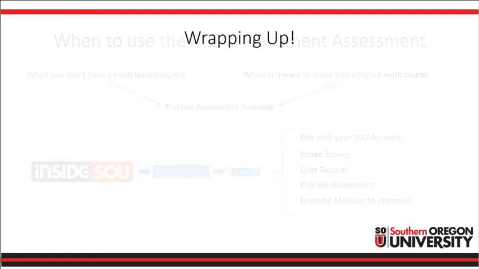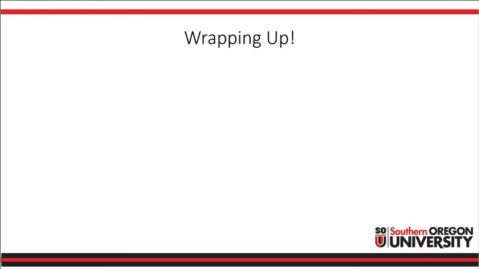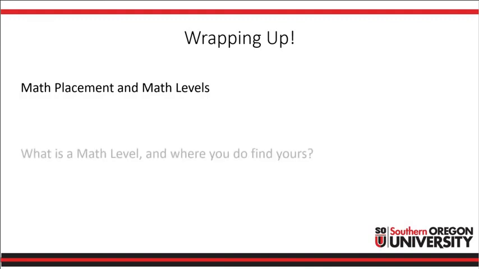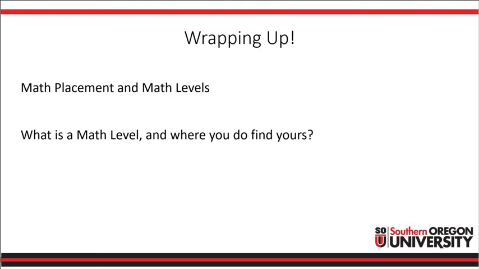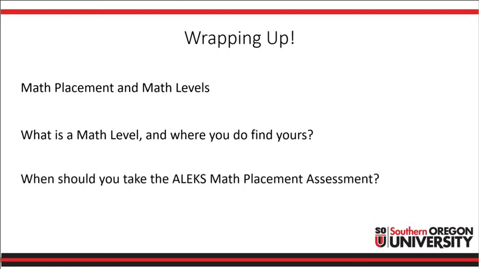Let's wrap up. When it comes to math levels, it's important to understand that math placement is the name of the system we use, but math level is the goal of math placement. The math level is the acronym of 3 letters that is followed by a 3-digit code, MTL, MOL, or MLs, which are followed by anything from 060 to 254. And you should use the ALEKS Math Placement Assessment tool whenever you don't have a math level assigned or you're looking to test into a higher level of math.